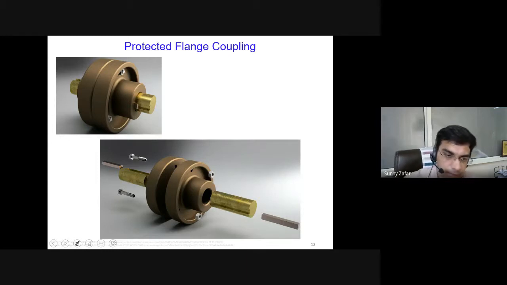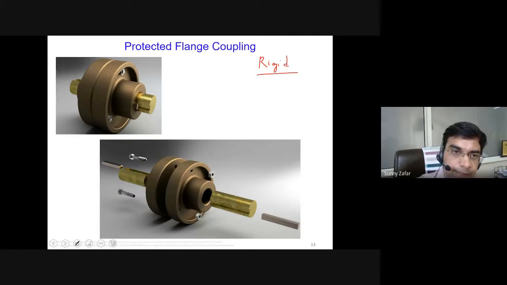Now, the next type of coupling that I want to discuss is the protected flange coupling. In this protected flange coupling, what is the difference? This is also a rigid coupling, okay. But what is the difference here? That there is a web on the flange.